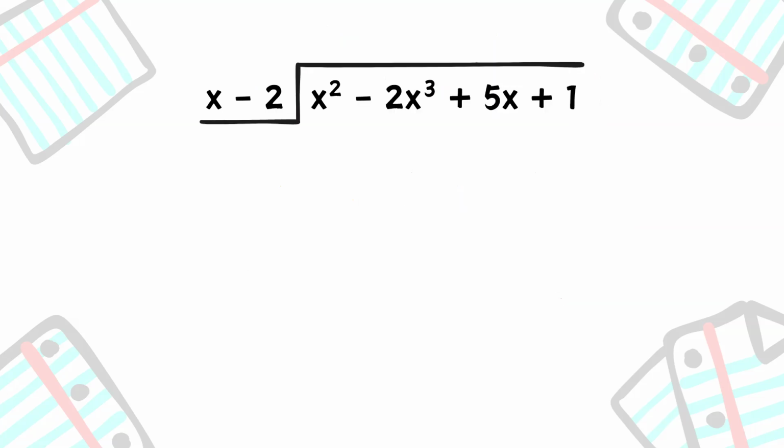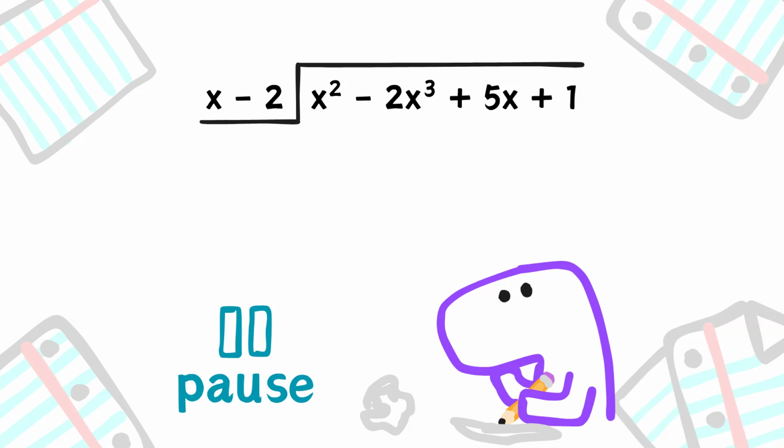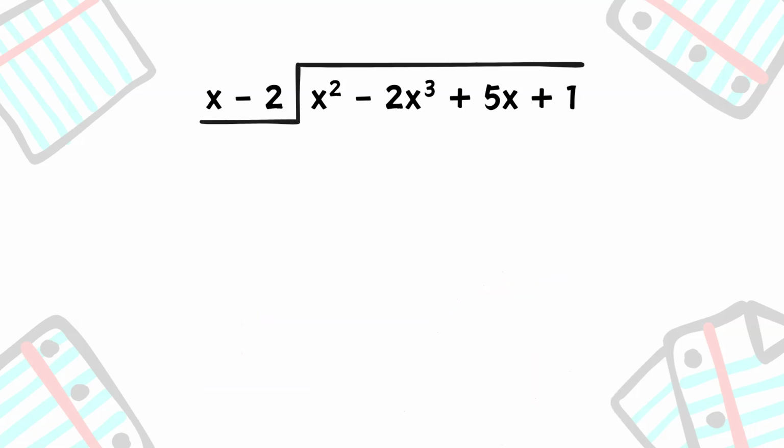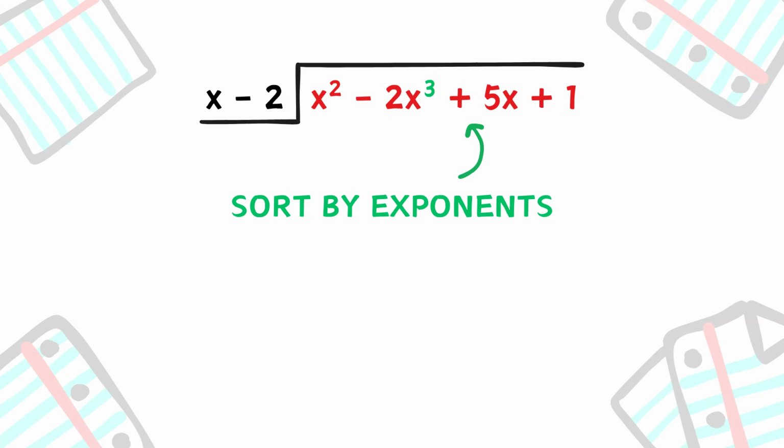On to another. As always, take a go at this on your own, and then come back and we'll do it together. Alright, let's begin by sorting. In the dividend, x cubed is the highest exponent, so let's put that first. Next, we have x to the power of 2, x, and our constant. Awesome. And our divisor is all set, x and constant.